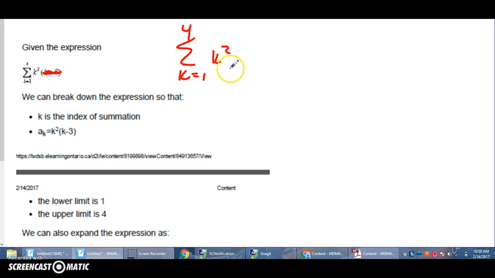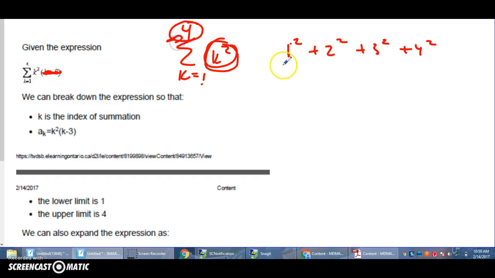K is completely arbitrary, but this is saying, here's an expression. I'm going to start with 1, and I'm going to end up with 4. I'm going to sub all these numbers in, 1, 2, 3, 4, going up by positive integers, find out what k squared is in each case, and then add them together. This is my function, so what I'm doing is just squaring. So 1 squared, then the next number, 2 squared, then 3 squared, then 4 squared. And I stop there because 4 is my upper limit, and I only want the numbers from 1 to 4.